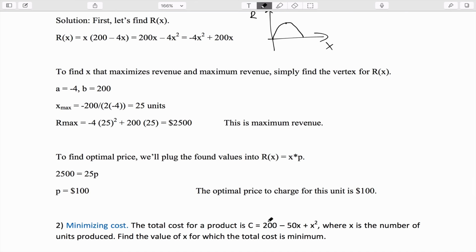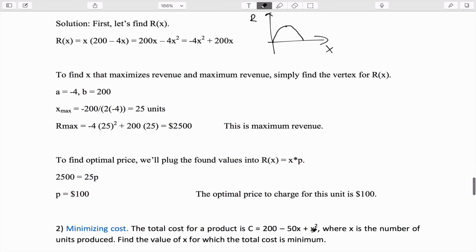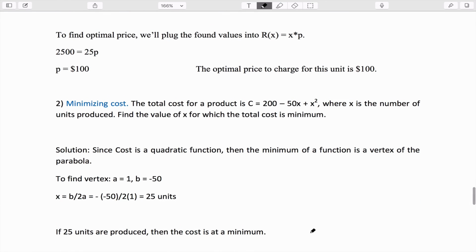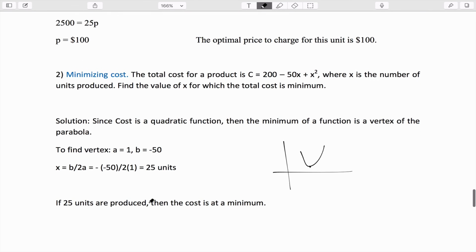Minimizing cost is similar. Say the cost is already provided for us. Notice how it's a parabola that's facing up, so the cost is the opposite of revenue. And again, how do you find the x for which to minimize the cost? We can visualize it as something like this, and here the cost is at the minimum. It may not be quite zero, so that's how I'm drawing it. And x gives us 25 units again, if you calculate it. So these are just a couple of relatively simple vertex applications. And that's it for this section.